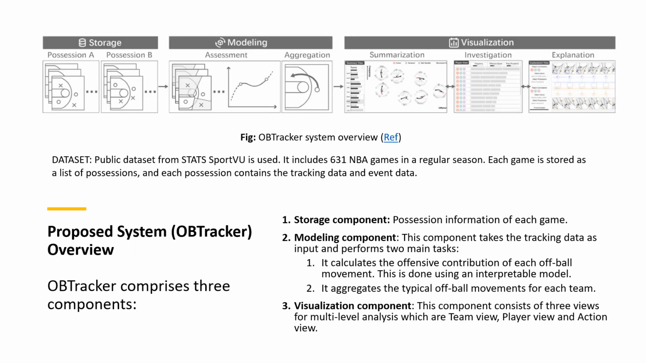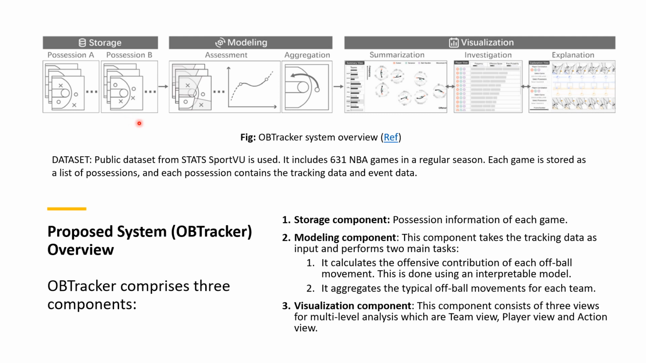So basically this is the proposed OBTracker system overview. It has three major components: storage component, modeling component, visualization component. In the storage component, a data set is stored, which is the SportsVU data set, and it has previous NBA games data. The major information is the list of possessions of a ball by each player of each team and the off-ball movements of each player in each team.